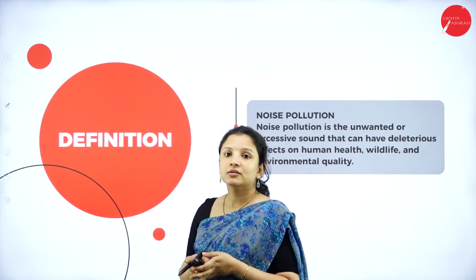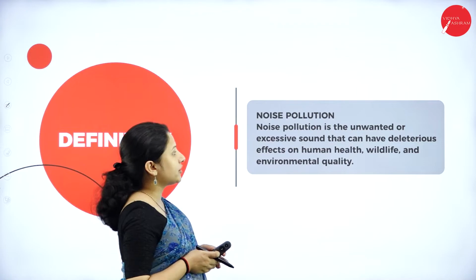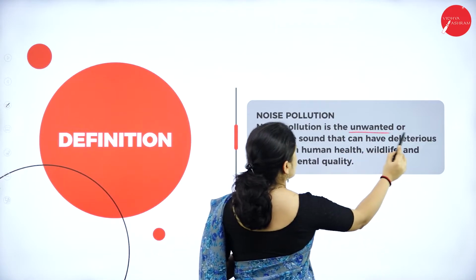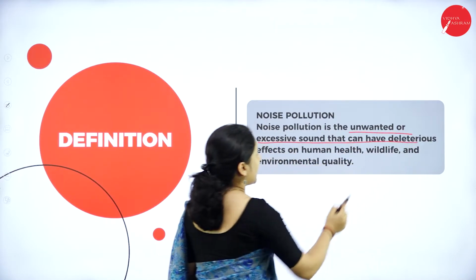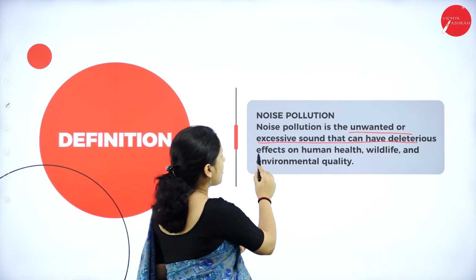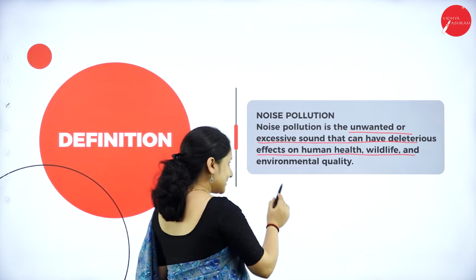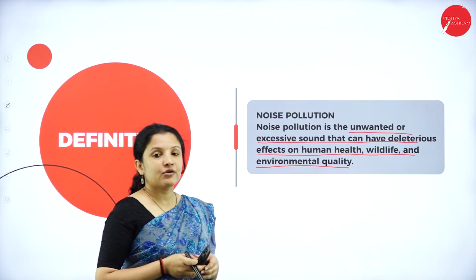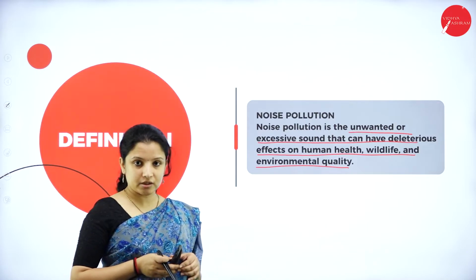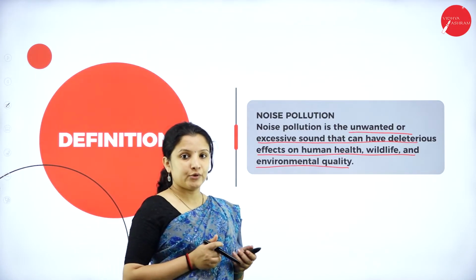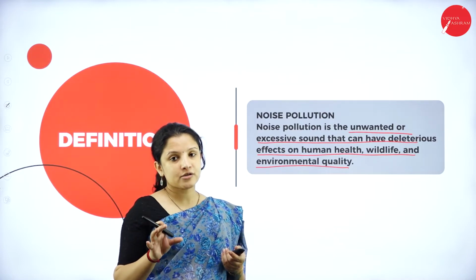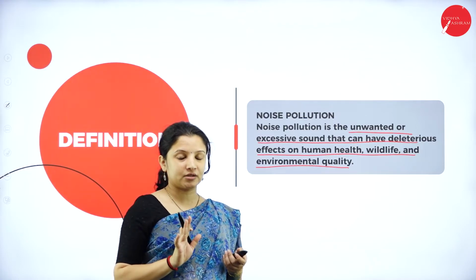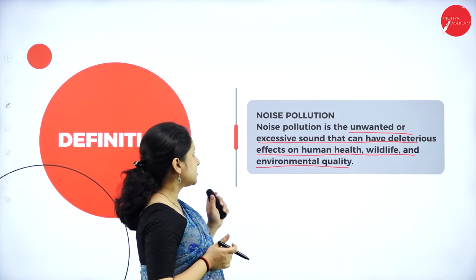Next, talking about the last form of pollution, that is noise pollution. So, what is noise pollution? Noise pollution is unwanted or excessive sound that can have a deleterious effect on human health as well as wildlife, and can also affect the quality of the environment. So, anything that is not good for the ear is noise pollution. There is a certain level of decibels which is sufficient and good for the ears. Beyond that, it is noise pollution.